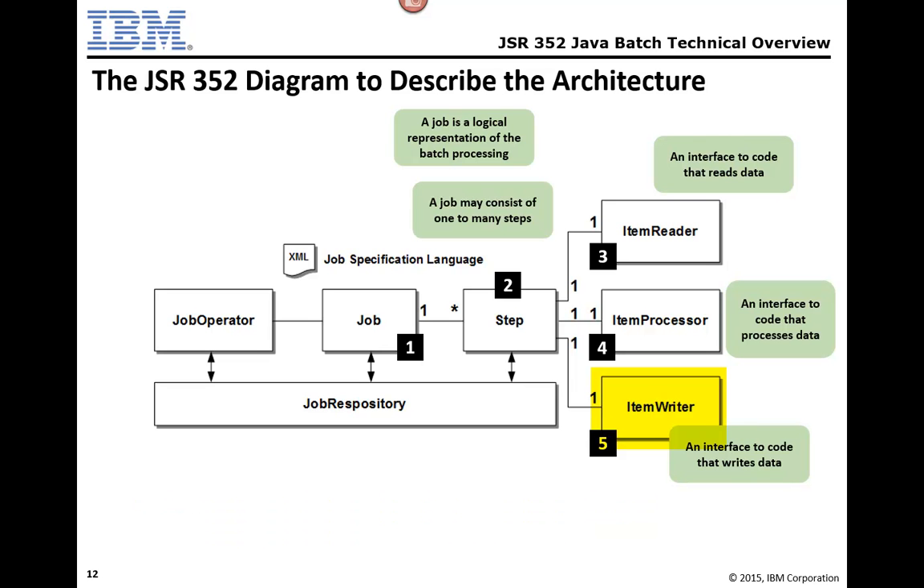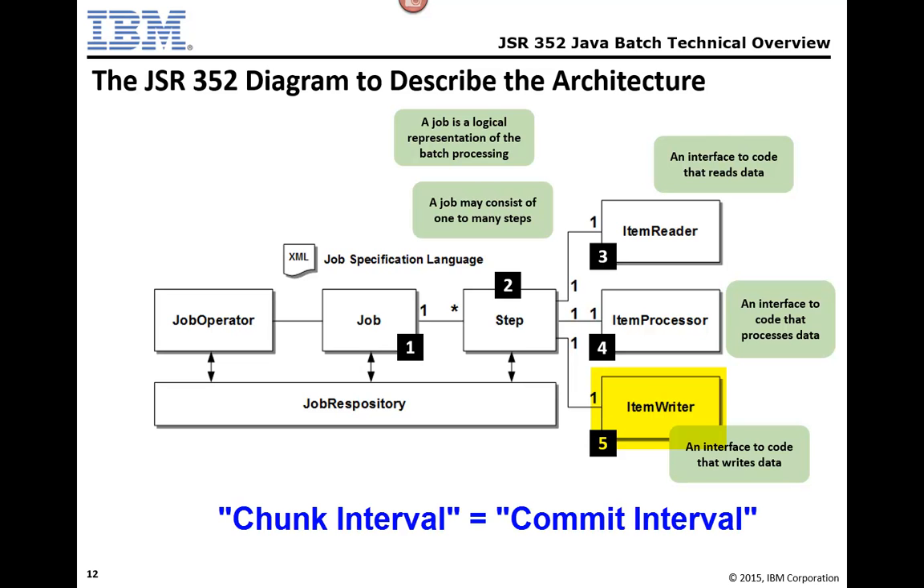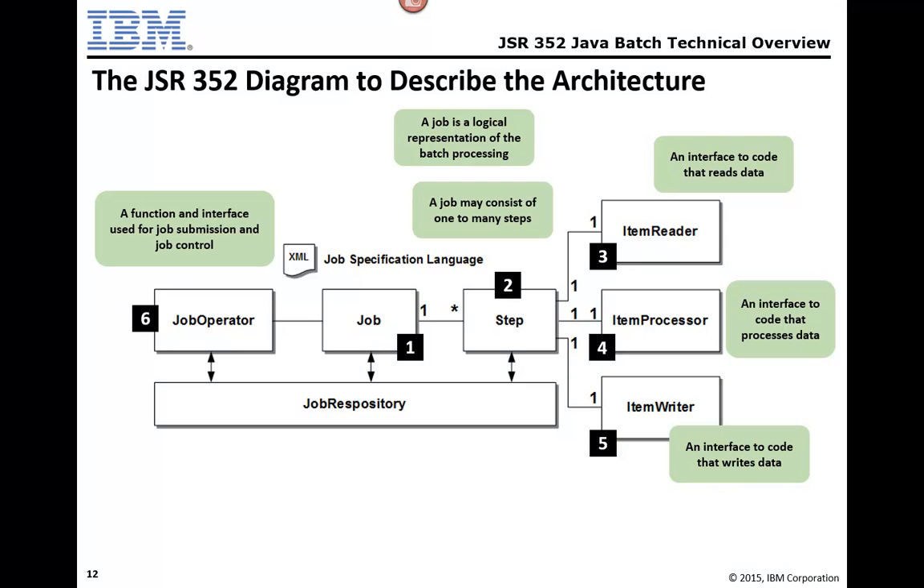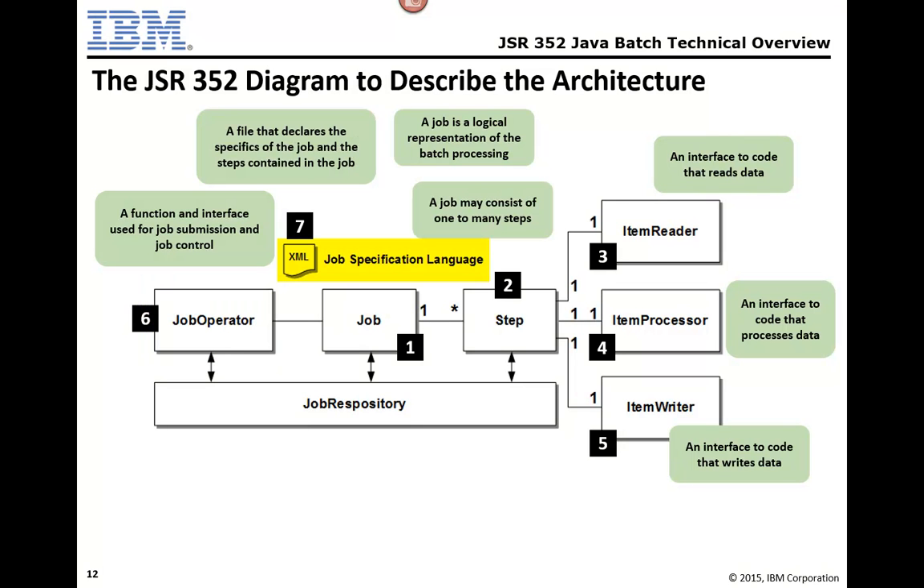Here's where things get interesting. The item writer may not be called for each record. The JSR352 runtime container calls the item writer when a chunk interval has been reached. A chunk is a set of data records, for example, every 100 records. Think of a chunk interval as a commit interval. The JSR352 standard defines the job operator as the interface to submit, monitor, and control jobs. The job specification language file is what describes the job details to the job operator and the JSR352 runtime environment. This is an XML file. We'll peek inside an example JSL file in a few charts.